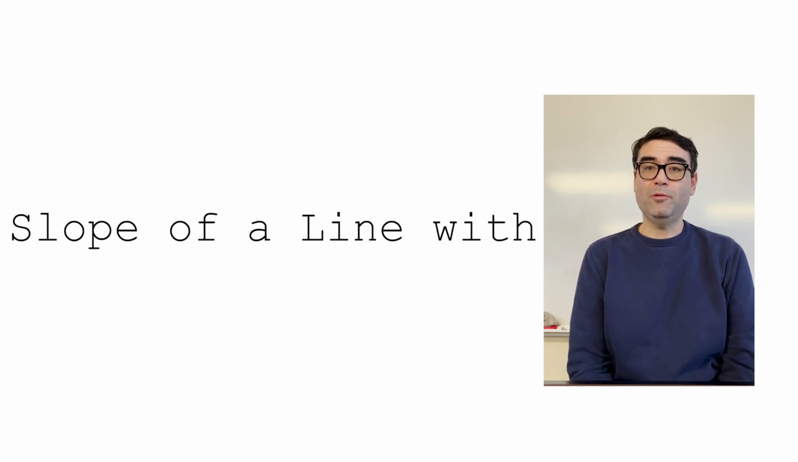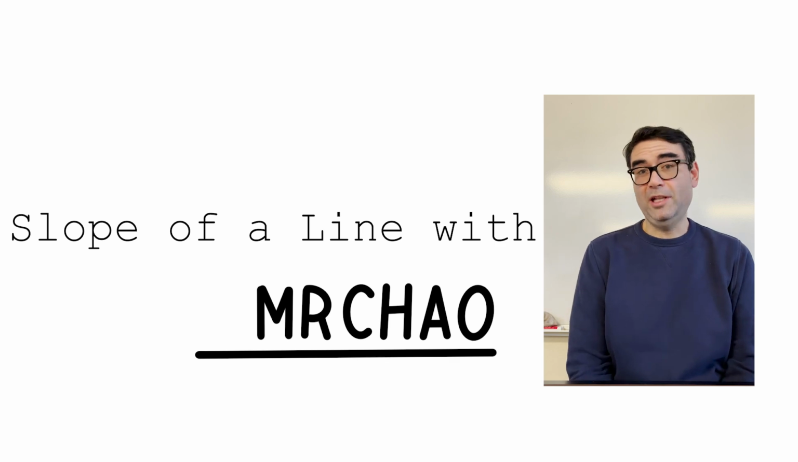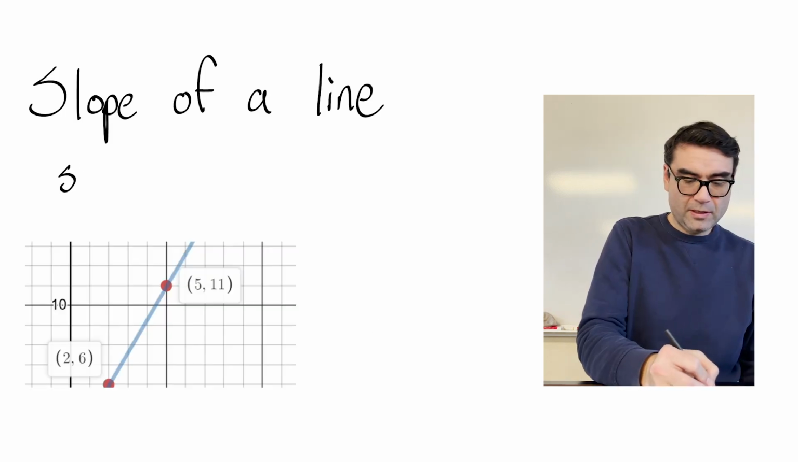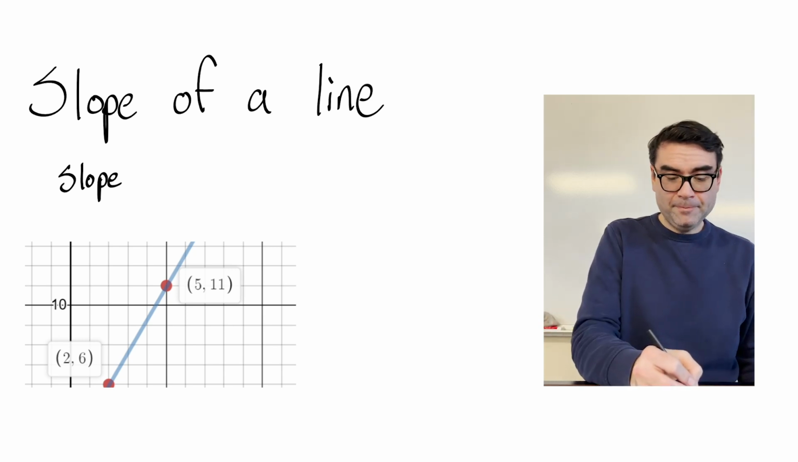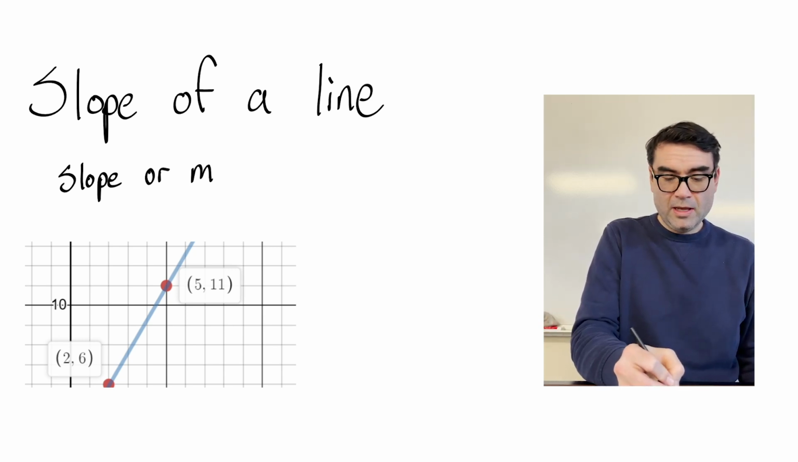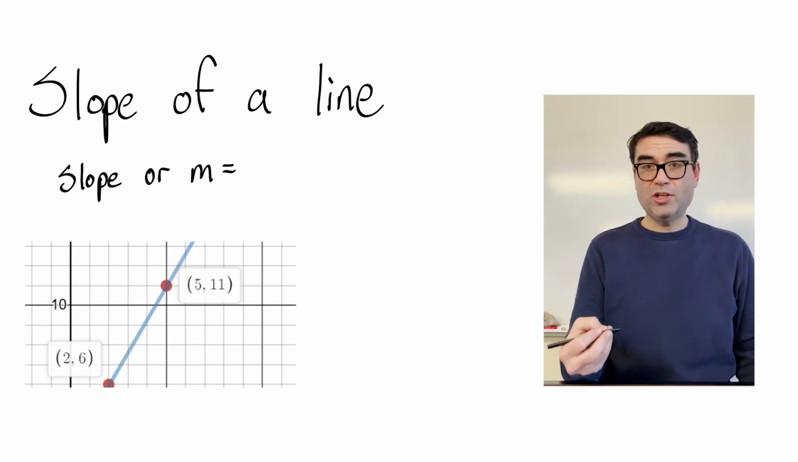Let's go over a really important topic in mathematics, algebra specifically: slope of a line. Slope is very commonly written as the letter m, and it's defined as the following. It's the change in your y-coordinates divided by the change in your x-coordinates.